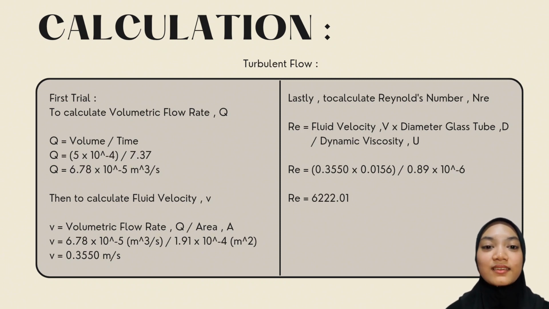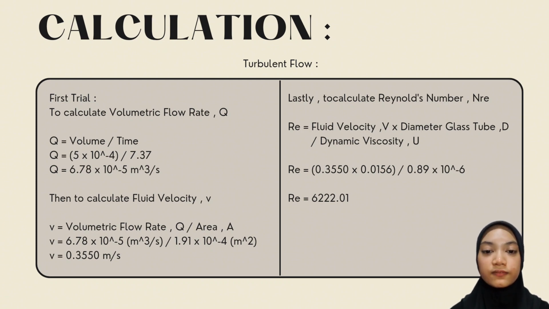Last but not least is the calculation for turbulent flow for the first trial. First is to calculate the volumetric flow rate Q, where Q is equal to volume over time, where Q is equal to 5 times 10 to the power of negative 4 divided by 7.37, and Q will equal 6.78 times 10 to the power of negative 5 meters cubed per second.